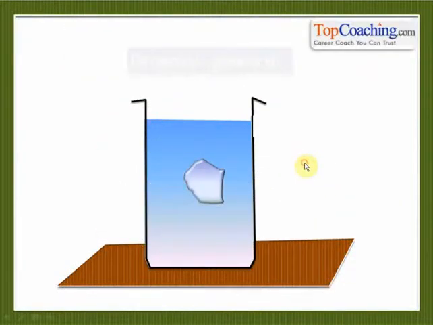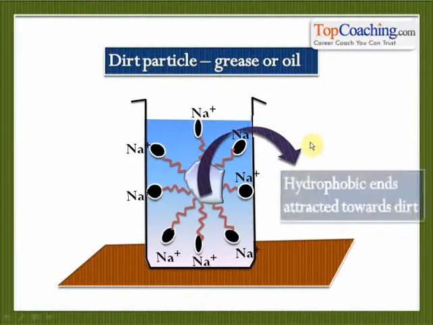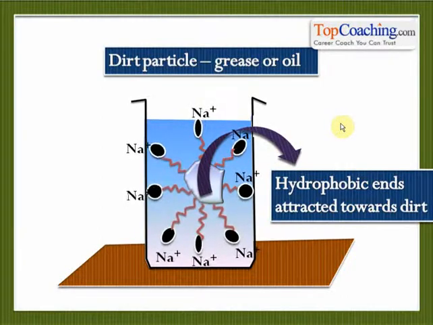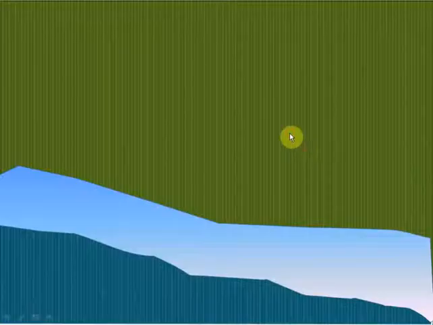When there is a dirt particle, the micelle actually surrounds the dirt particle like this. All of these red carbon chains with the hydrophobic ends get attracted towards the dirt. The sodium ends or the hydrophilic ends stay away from the dirt. They don't get attracted to oil or grease. They get attracted to the water, so they are in contact with the water. Thus the micelle basically traps the dirt particle like this. Understood? So this is the first step in the action of soap on dirt particles.